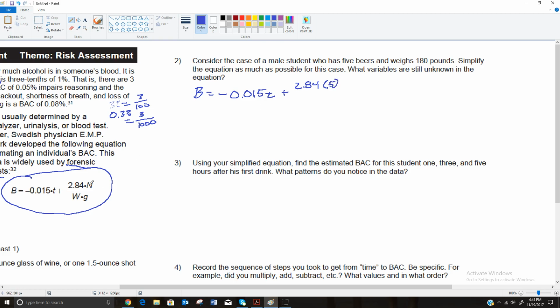So we're going to put in right here, instead of an N, we're going to put in a 5. And this dot, of course, means times. On the bottom, weight is 180. And G is that gender constant. And since it's a guy, we're going to put in 0.68. And they want us to simplify this.